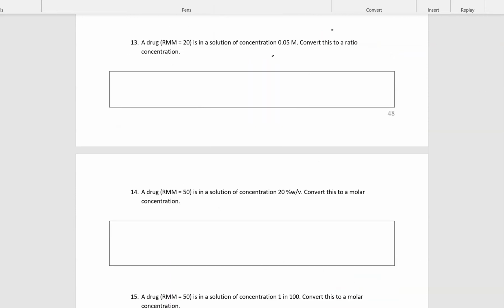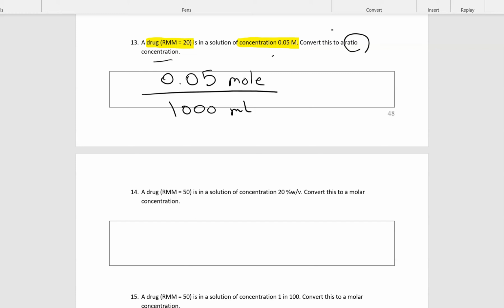The relative molecular mass of a drug is 20. The concentration of this solution with this medication is 0.05 mole in 1000 milliliters. Now we want to get the ratio. Ratio is grams in volume of milliliters. First of all, if we have 1 mole of this drug, it's equal to 20 grams.